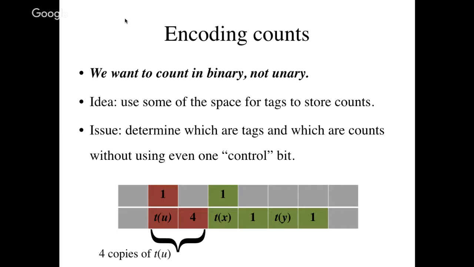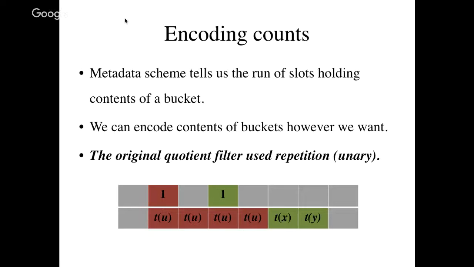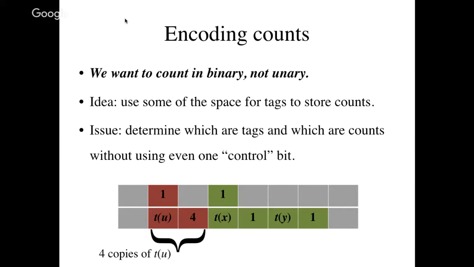For example, you can see in this slide, the tag of U was stored in 4 different slots. However, now we store the tag of U only once, and we store the information about the count in the next slot. And since we have the metadata bits, it helps us identify that these 2 slots contain the information for this home bucket. And similarly, the tag of X appears only once, and the tag of Y appears only once.